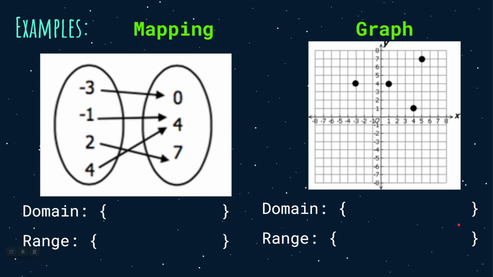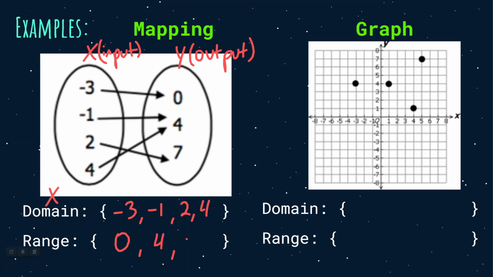Alright, now from those last two, from a mapping and from a graph. Again, the domain is the x values. The x is always on this side. That's our input. We have a few different words for this. The input, the x value, or the domain, they all really mean the same. They're whatever is the left side of the mapping or the column of the table, or the x value along the x-axis. So my x values are -3, -1, 2, and 4, and my y values, or my output, are 0, 4, and 7.